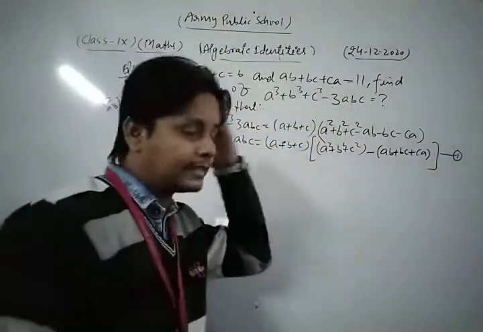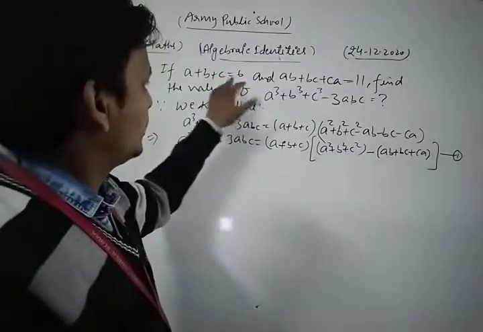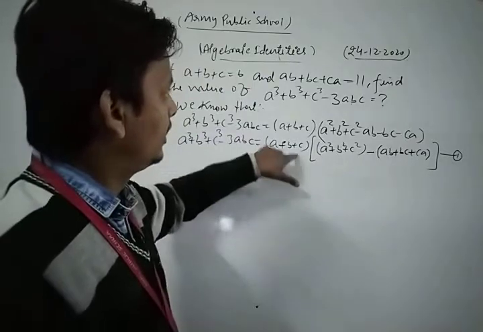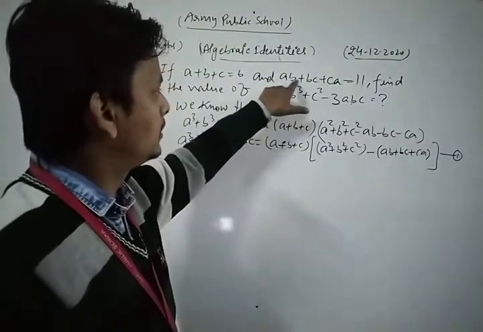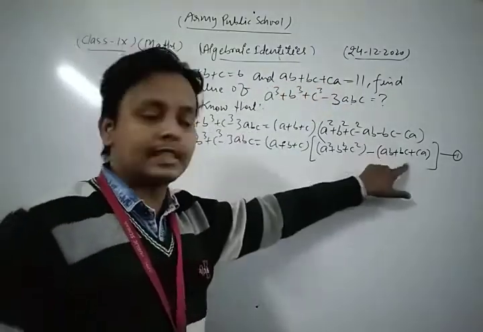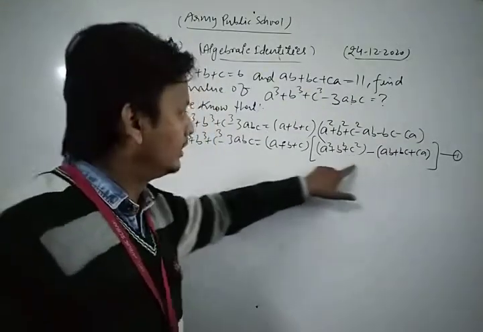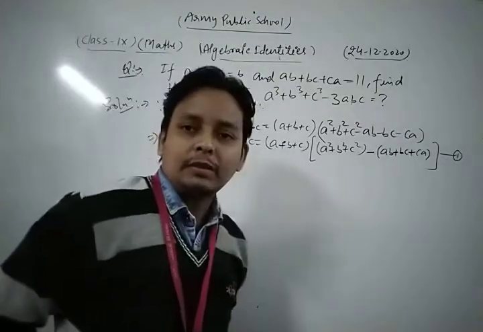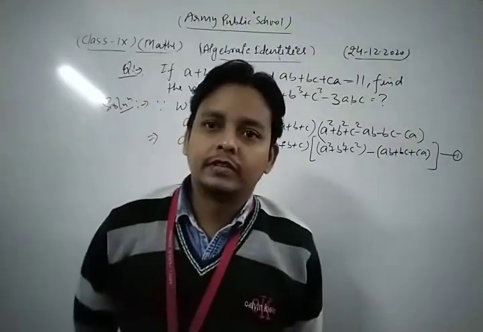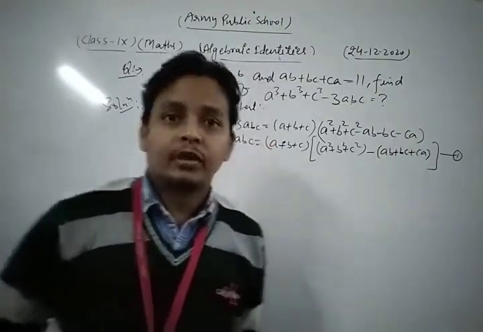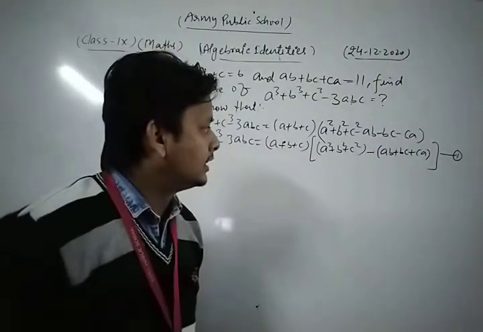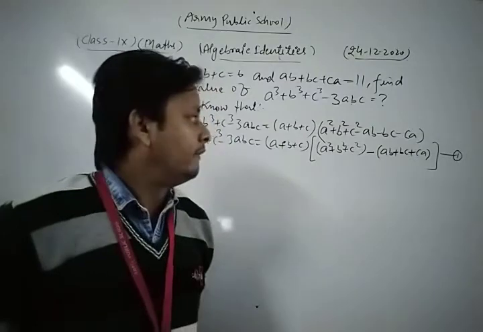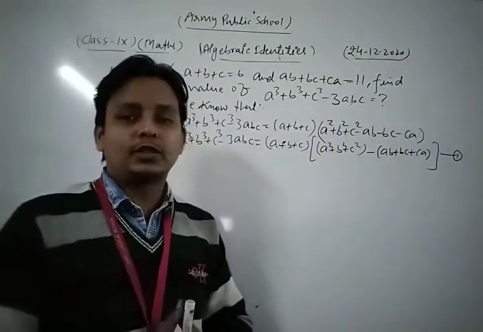Now what I do, dear student, let's see. In that question we have the value of a plus b plus c as 6, and the value of ab plus bc plus ca is also given as 11. In that relation, two values are given, but the value of a square plus b square plus c square is not given in this question. So first of all, we find the value of a square plus b square plus c square.